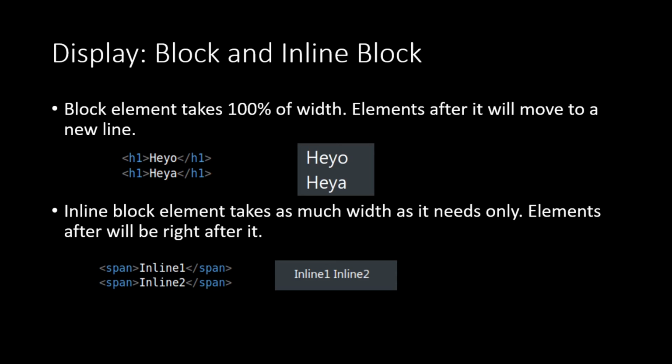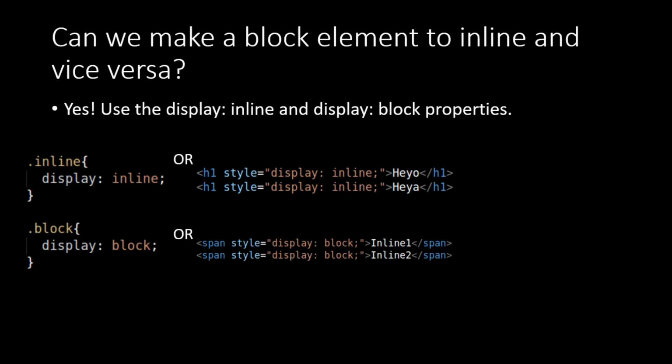Now the second type of element, the inline block element, will only take as much width as it needs. Elements next to it will be placed right after it. For example, the span element. If we put two span elements together, they'll be placed side by side. Now, is there any way to change this default behavior? Yes, there is. The answer is, again, using the display property.